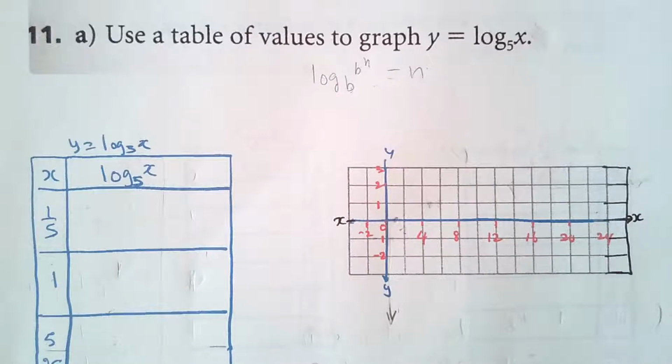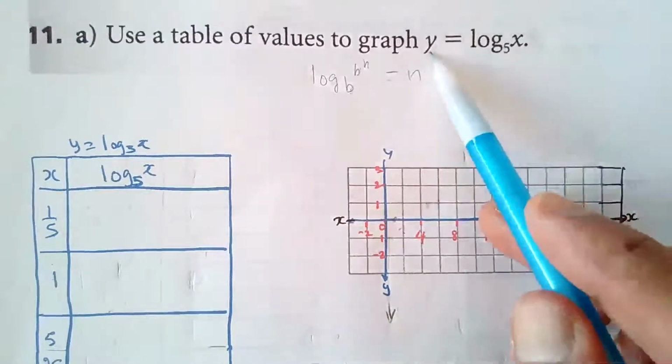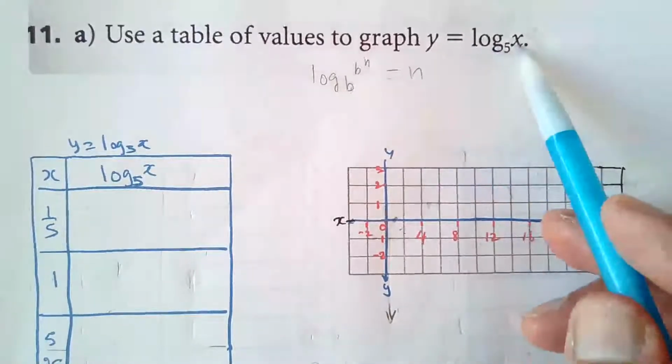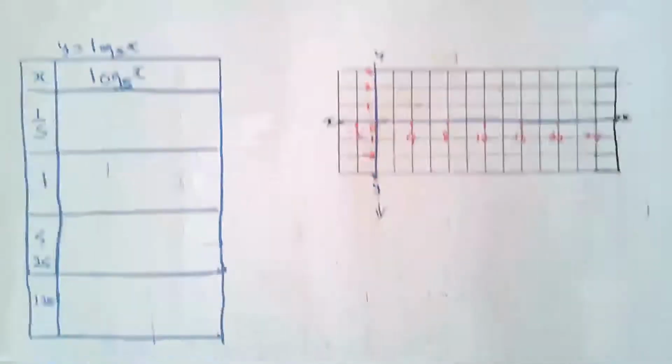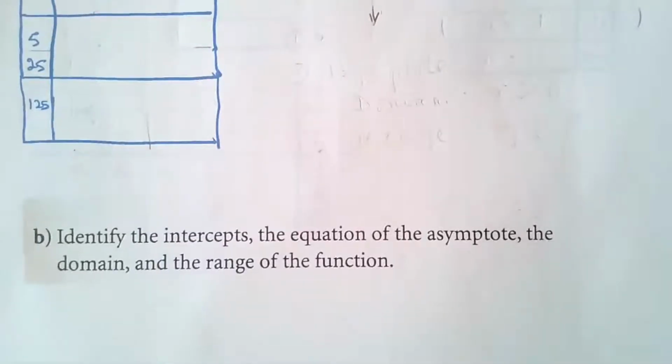So I'll review one other question, using a table of values to graph a log function. In this example, we're asked to graph y is equal to log base 5 of x, and then to identify the intercepts, the equation of the asymptote, the domain, and the range of the function.